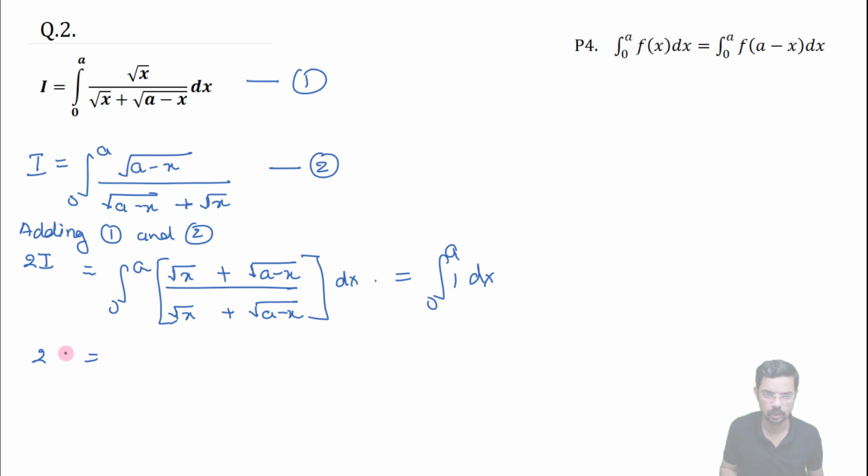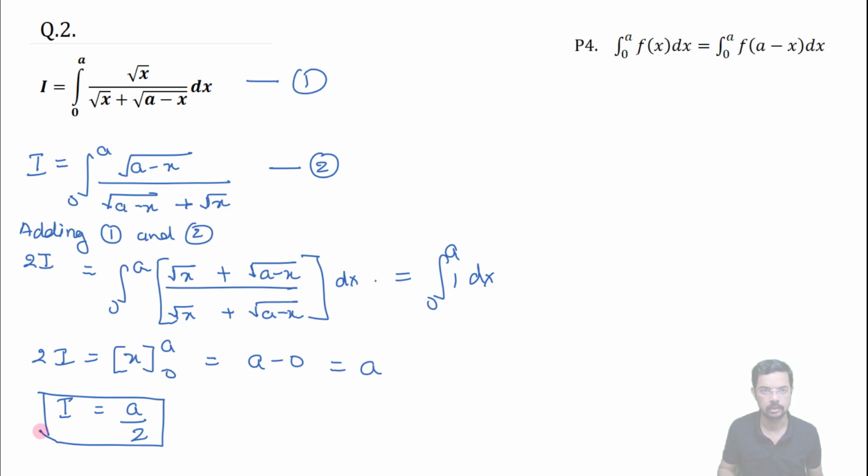So this becomes the integral from 0 to a of 1 dx. So 2I will be equal to the integral of this. The integral of 1 is x. We put the limits from 0 to a, so what we get here is a minus 0, which is equal to a. So I will be equal to a by 2. In this case, I is equal to a by 2.